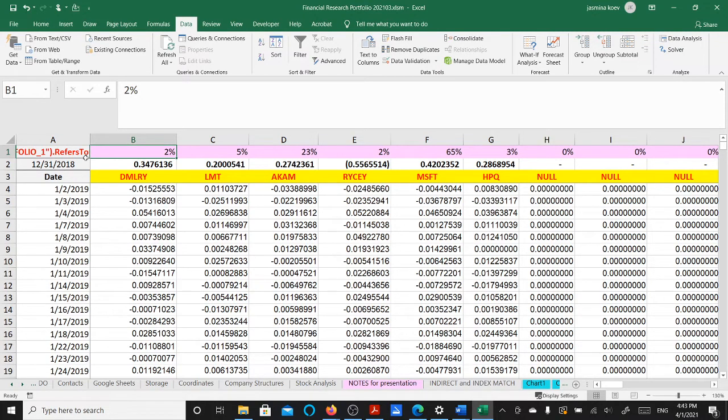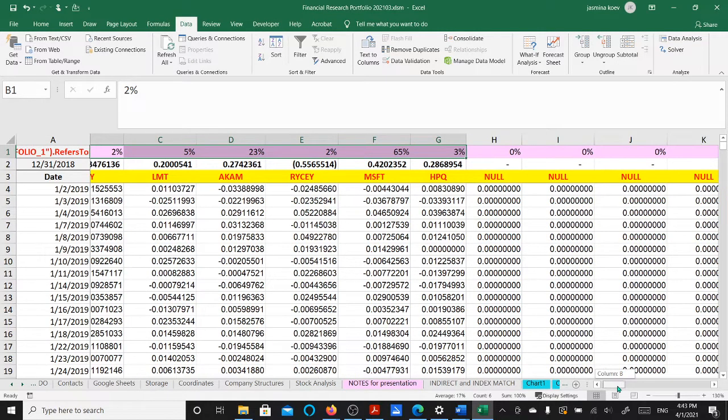2% in Daimler, 5% invested in Lockheed Martin, Akamai at 23%. Rolls-Royce, as you see, has a negative return, but I forced the Solver to still give me an investment of 2%. Microsoft has the highest percentage allocation of investment, and then Hewlett-Packard. So if I sum up everything for these 6 shares, I get 100% basket mix.